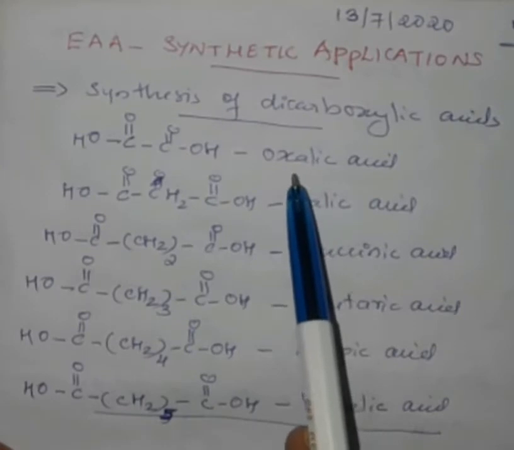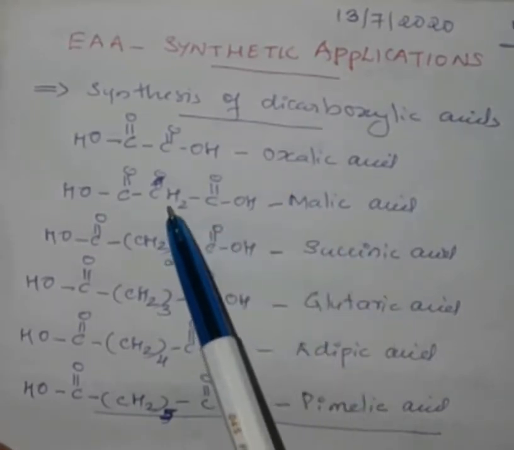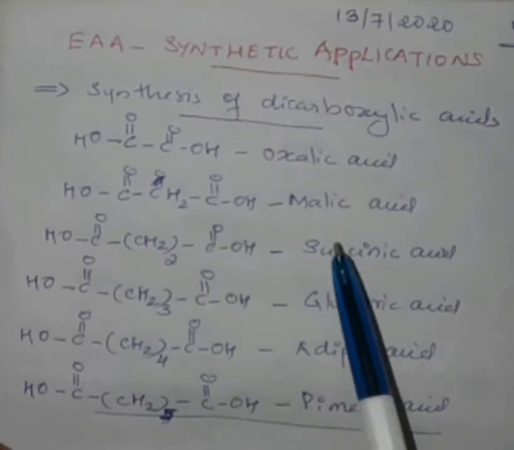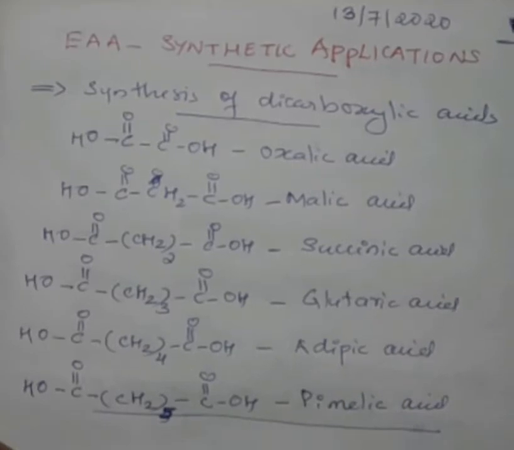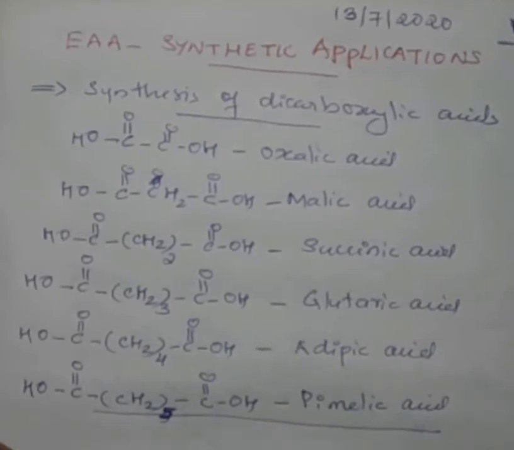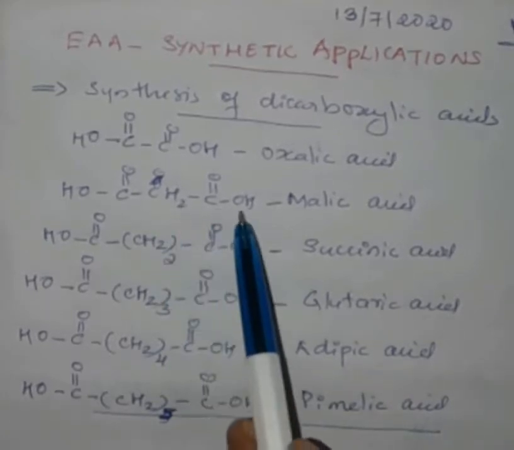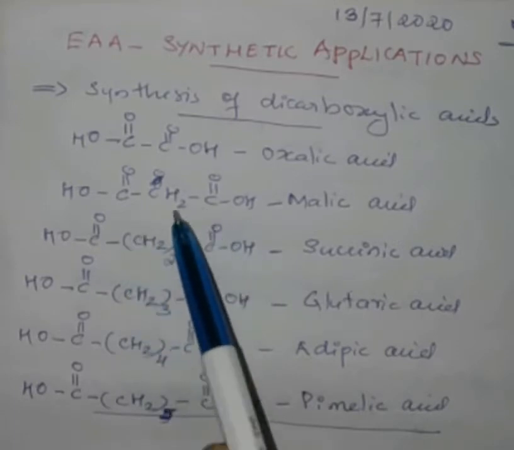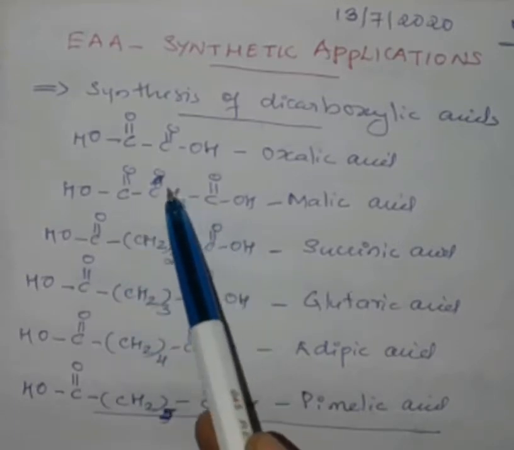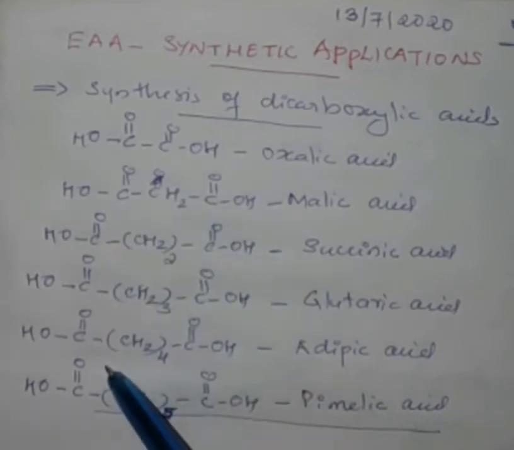The simplest dicarboxylic acid is oxalic acid. The next members are malonic acid, succinic acid, glutaric acid, adipic acid and pimelic acid. These dicarboxylic acids are unbranched and they differ in the number of CH2 groups in between the two C=O OH groups.